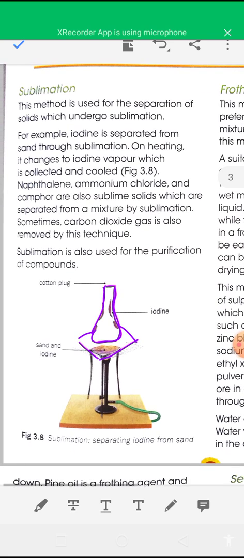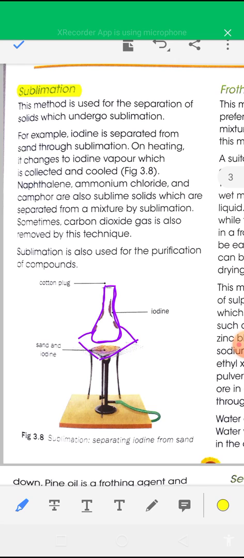Next method is sublimation. You know what sublimation is, you have already studied it in lower class. Sublimation means the process of conversion of a solid directly into gas. Solid to gaseous interconversion is known as sublimation. And this method is used for the separation of solids which undergo sublimation.